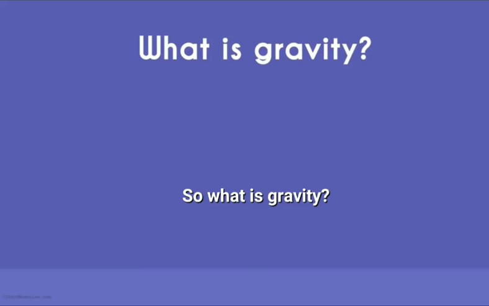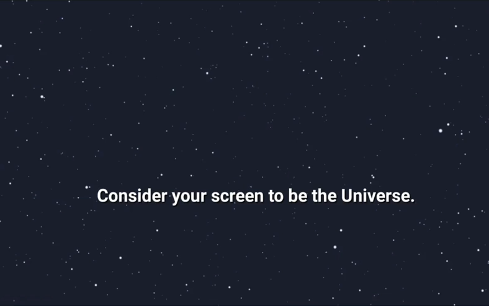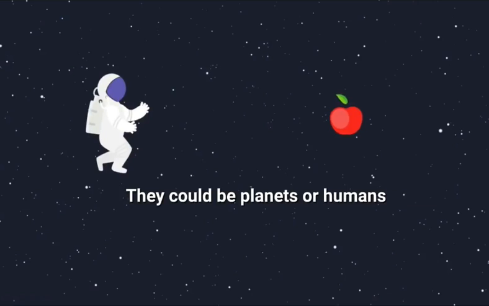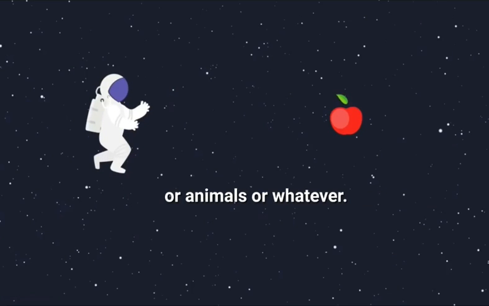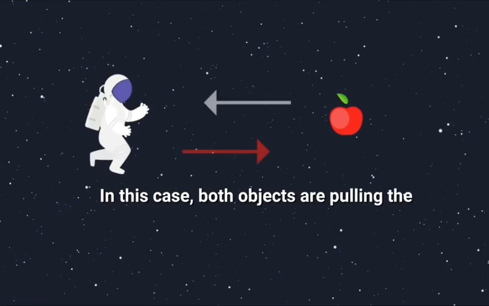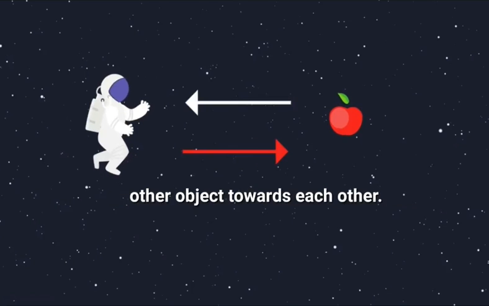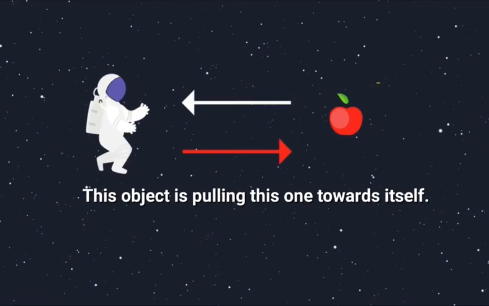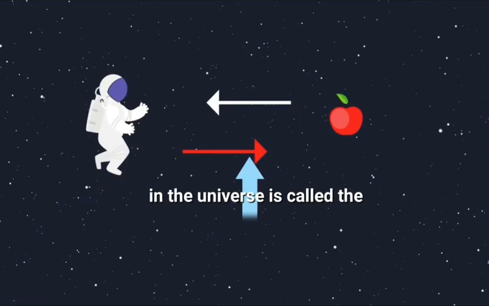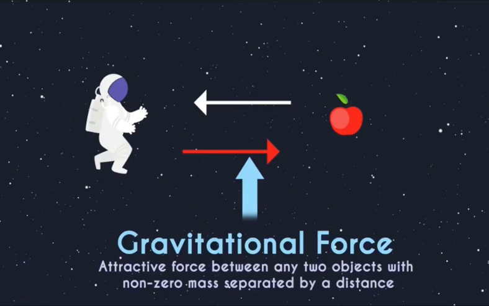So, what is gravity? Consider your screen to be the universe, and there are any two objects in the universe that could be planets or humans or animals or anything else. But both of them must have non-zero mass. In this case, both objects are pulling the other object towards each other. One object is pulling the other towards itself, and the other is pulling the one towards itself. This attractive force between any two masses in the universe is called the gravitational force. So the gravitational force is the attractive force between any two objects with non-zero mass separated by a distance.